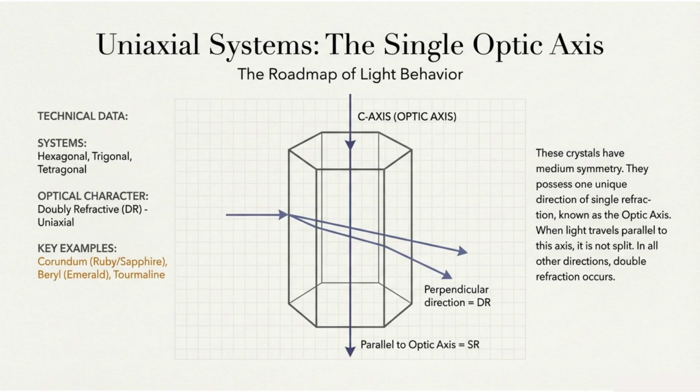Uniaxial gems are where we start seeing pleochroism, two different colors or intensities viewed along different directions. Orientation decisions in cutting, aligning the table relative to the optic axis to control color and brilliance. Ruby, sapphire, emerald, tourmaline, most of the big colored stones live in this uniaxial world.